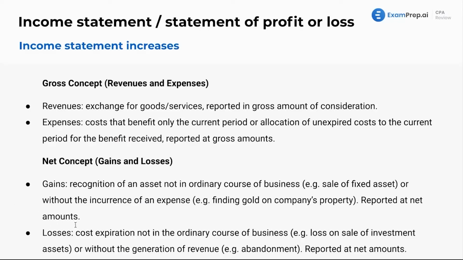So you have gains. What about if you sell fixed assets, you sell your equipment at a loss? Well, the cost expiration, not in the ordinary course of business, right? So we're doing something that is not normal for us, or without the generation of revenue, so abandonment. So we are just giving up on our plant. Maybe the government of another country kicked us out and we can't take our buildings with us, so we have to abandon that building and we account for it as a net loss.